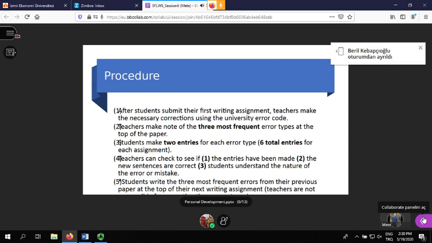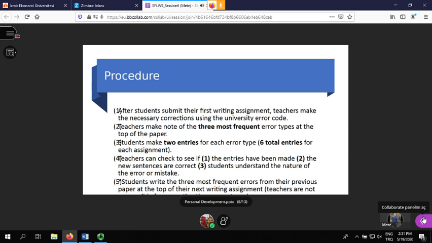So after that, teachers can check to see if the entries have been made, if the new sentences are correct, or if students understand the nature of the error or mistake, which I think we do normally anyway, right? So this step wasn't really any different from what I had done in Module 1.